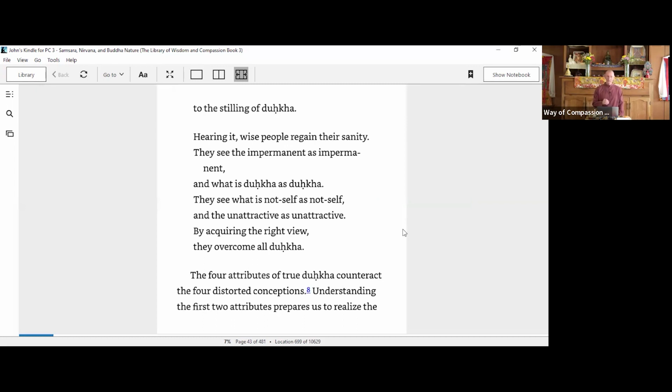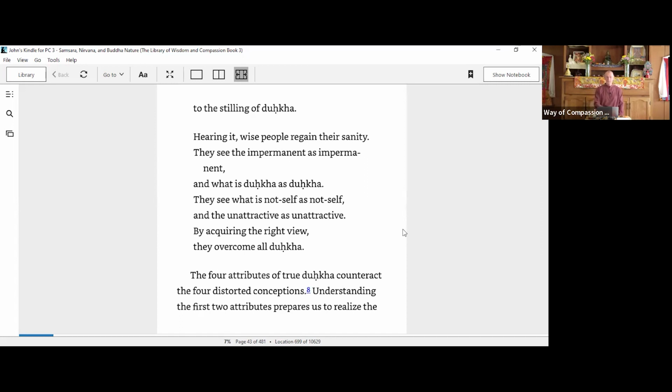They see the impermanent as impermanent. And what is dukkha is dukkha. They see what is not self as not self and unattractive as unattractive. By acquiring right view, they overcome dukkha. In other words, just living in reality, seeing it more accurately.